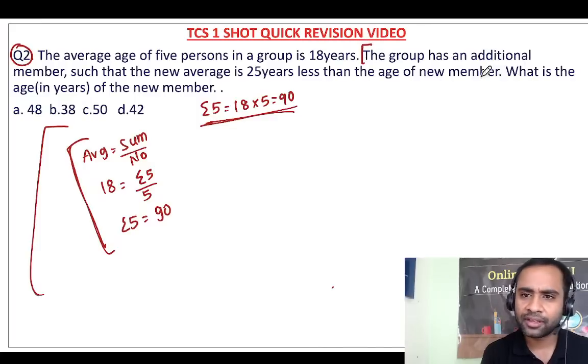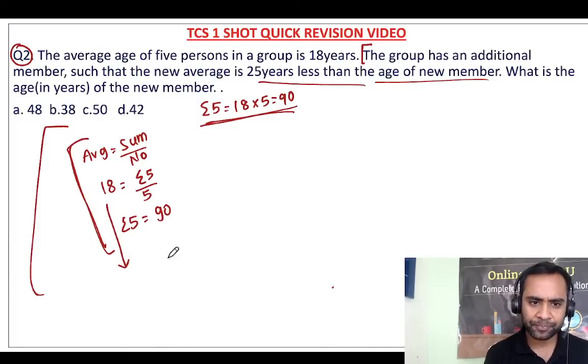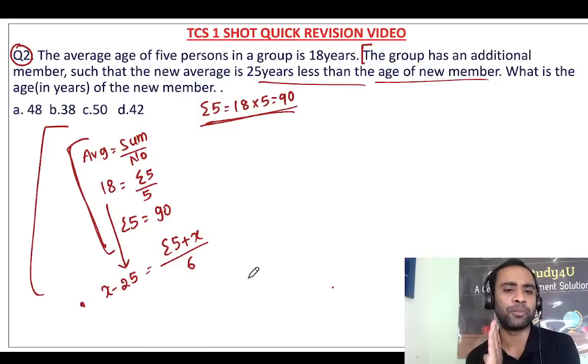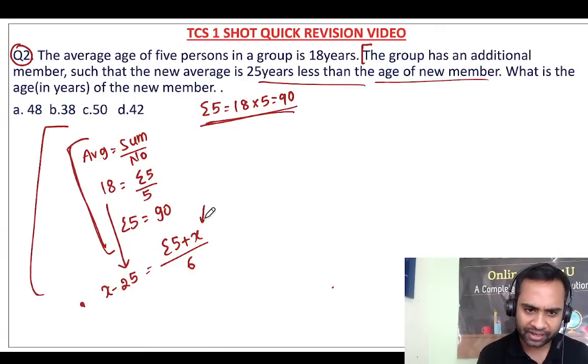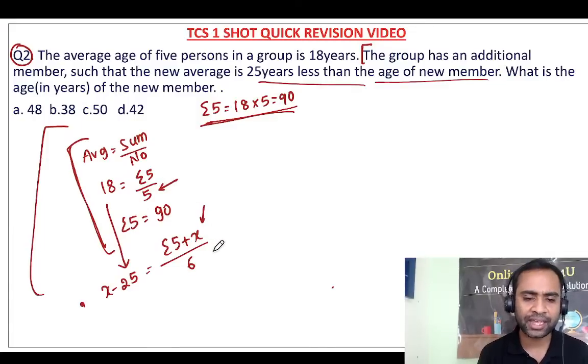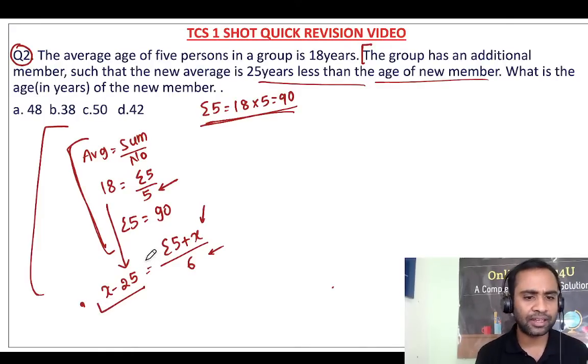The group has an additional member such that the new average is 25 years less than the age of the new member. Suppose the new member's age is x. Total members will become 6. The new average is 25 years less than the age of the new member. Earlier the total was 90, now the total age will become 90 plus x. Earlier 5 members were there, now the total members is 6. Average is 25 less than the new member's age.